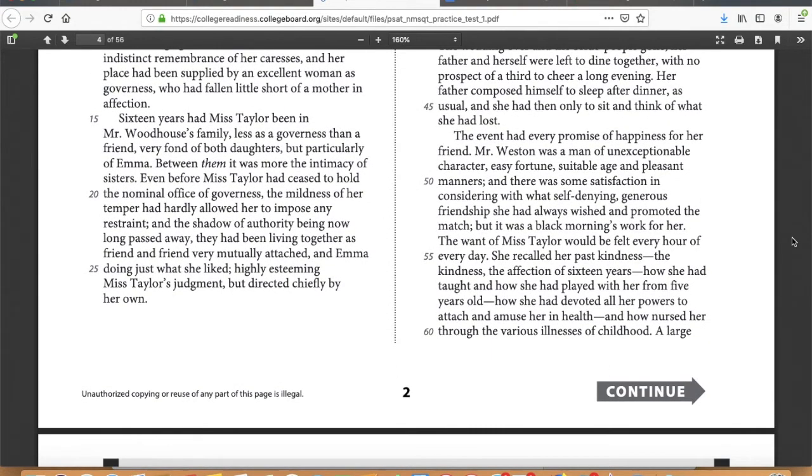The event had every promise of happiness for her friend. Mr. Weston was a man of unexceptionable character, easy fortune, suitable age, and pleasant manners. Okay, let me stop you real quick. That word unexceptionable, do you know what unexceptionable means? Unbelievable. Not necessarily unbelievable. That would be like incredible or something like that. It's not unbelievable. It's unexceptionable, which is the opposite of exceptionable. Okay. If it were exceptionable, then there would be exceptions to his character.